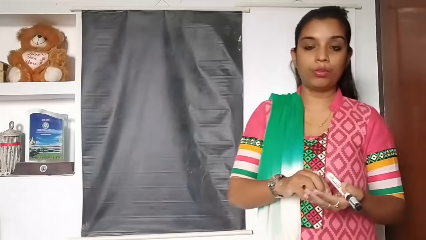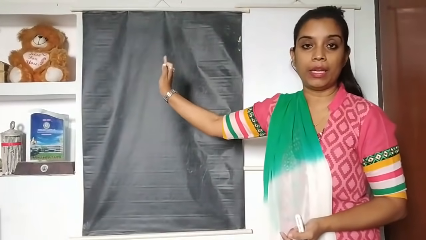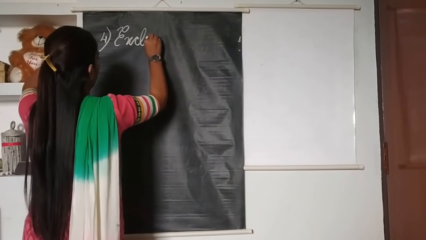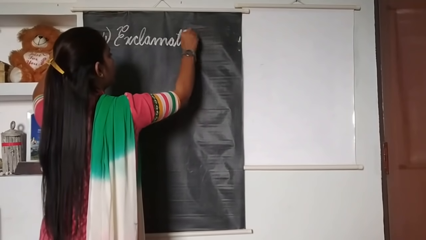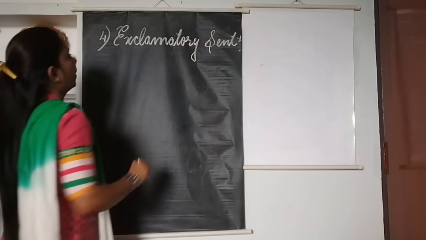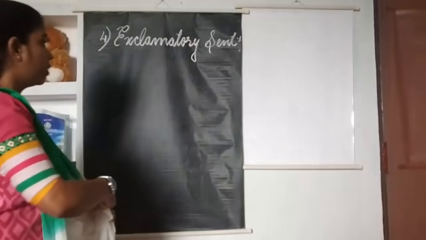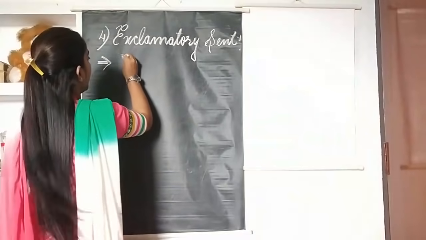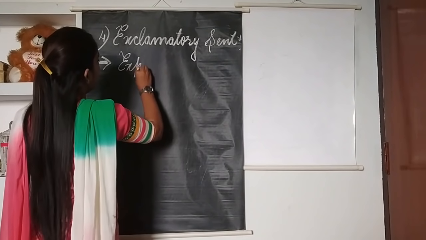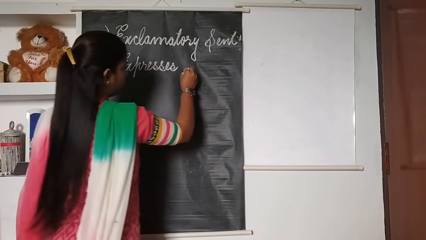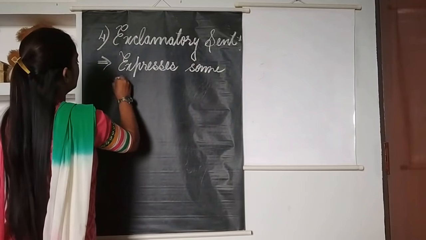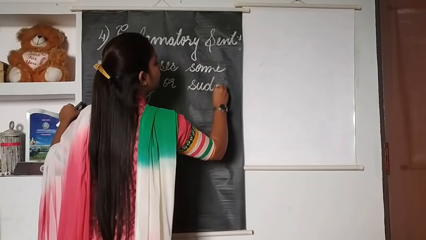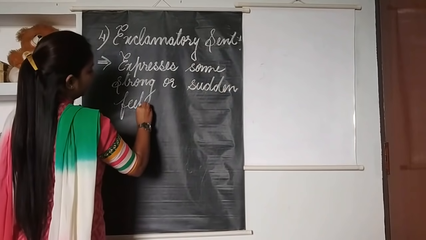Okay, so now I'm going to start the very fourth kind, that is exclamatory sentence. What is an exclamatory sentence? Now children, an exclamatory sentence expresses some strong or sudden feeling.